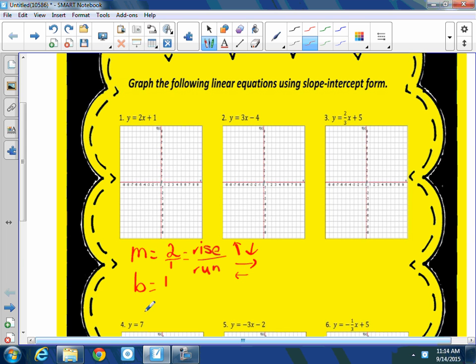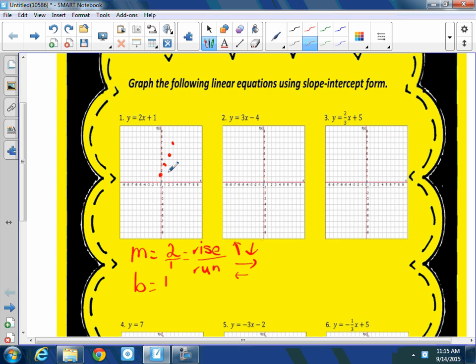So what we're going to do is we always start with our starting point, which is our y-intercept. You make a little dot where your y-intercept is. And then this is a positive slope, which means it's going up. And I'm going to rise 2 and run 1. Rise 2, run 1.